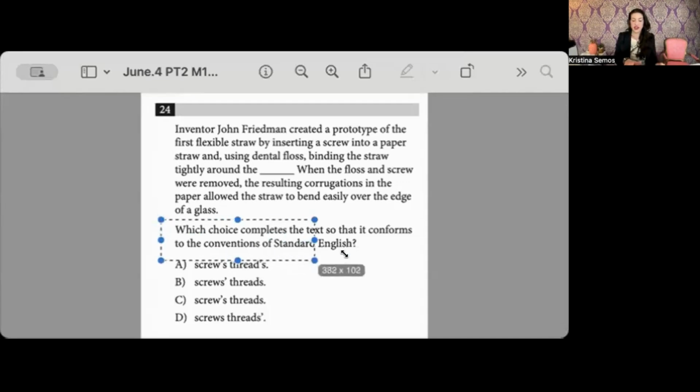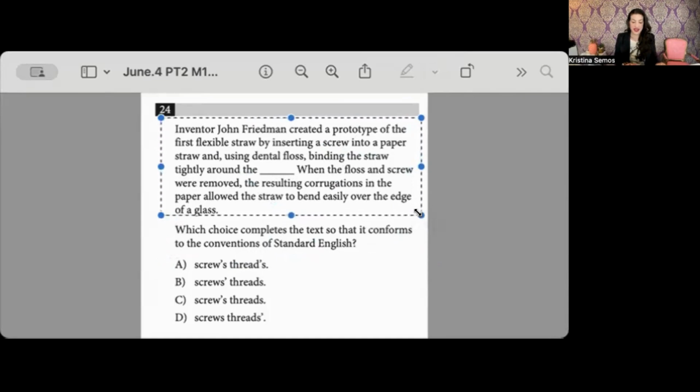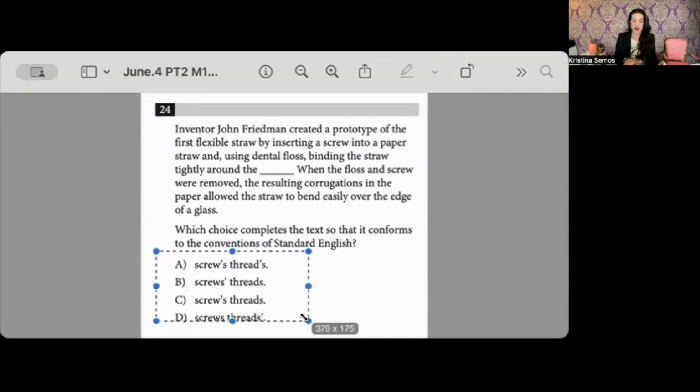So the first thing is, is it possessive or is it merely plural? Second, if it is possessive, is the noun that is doing the owning singular or plural? Got it? So let me show you a question so you can try it yourself. All the standard English convention questions literally have the same question stem. Which choice completes the text so that it conforms to the conventions of standard English? So go ahead, you can pause this, read this, and look, screws, threads, 2 nouns next to each other, you do the test and you figure out which one of these are. And then at the end of this video, I will give you all of the answers.